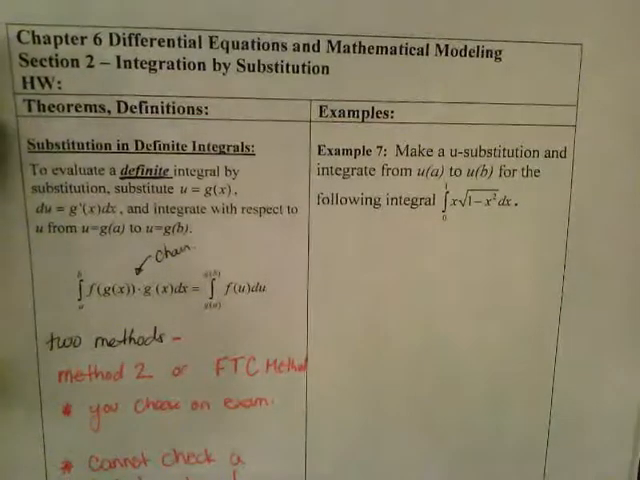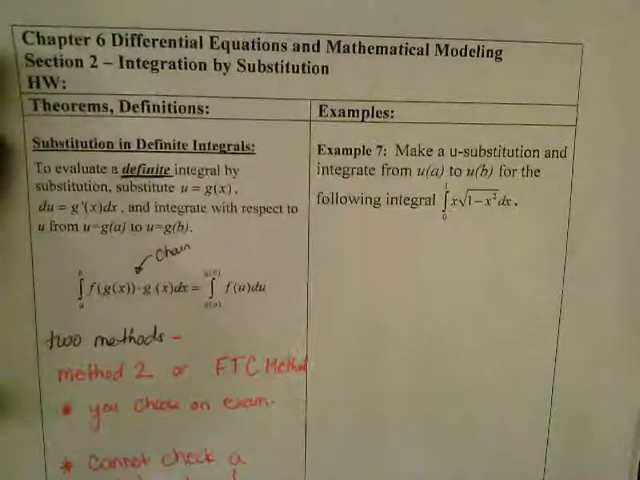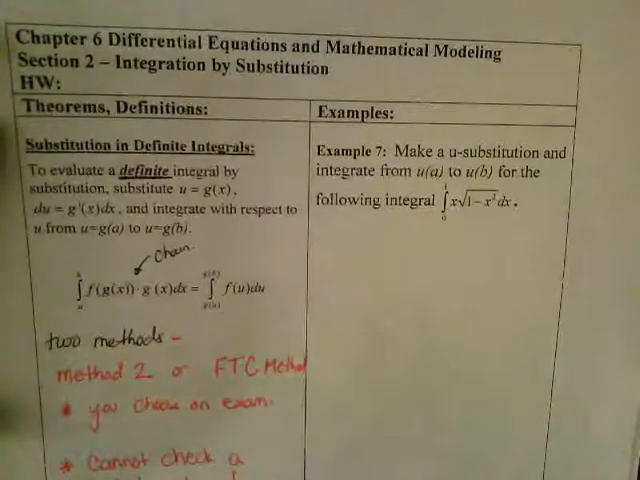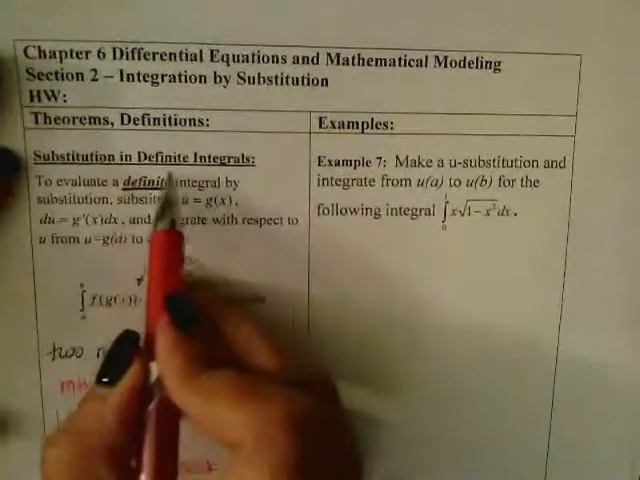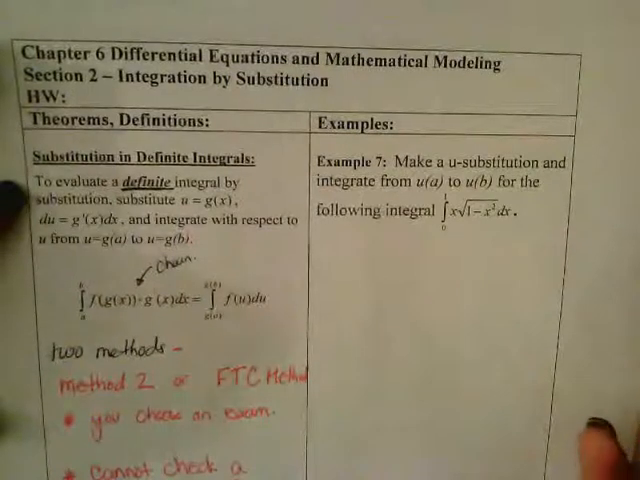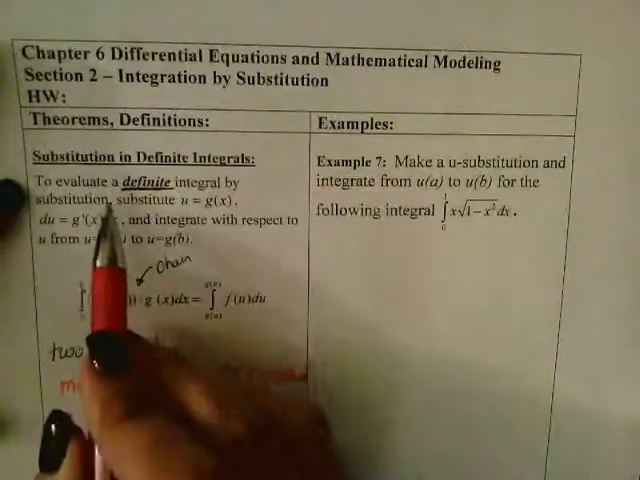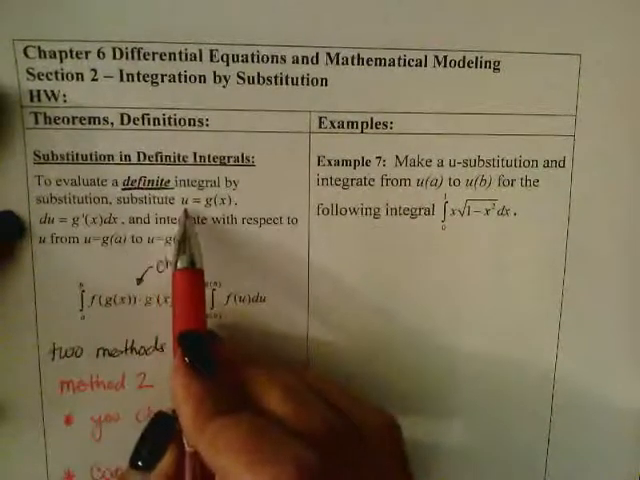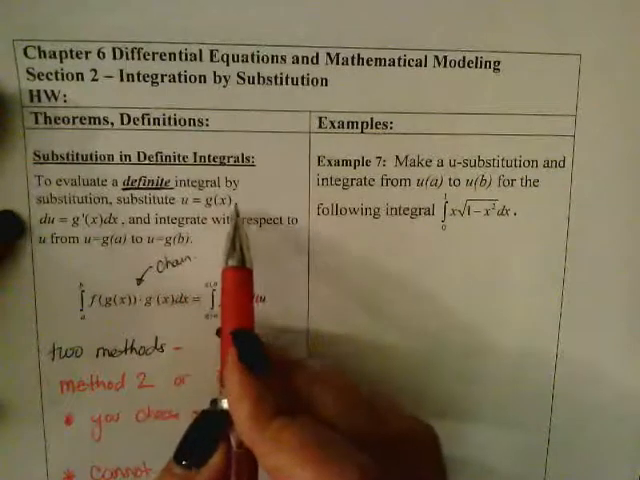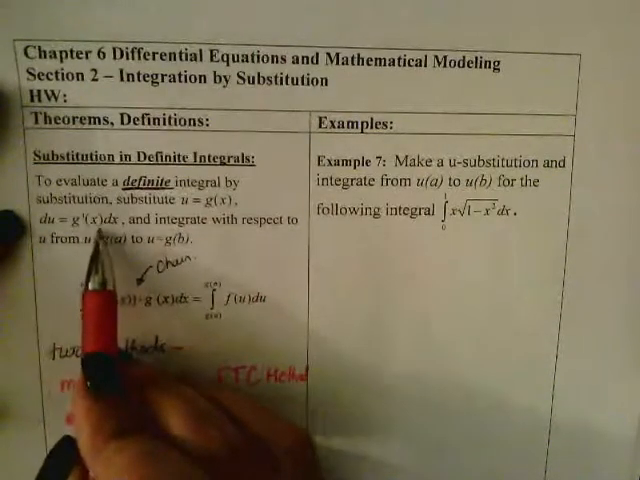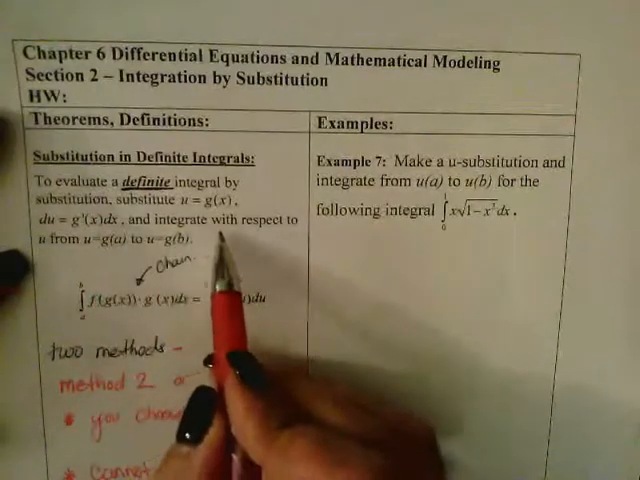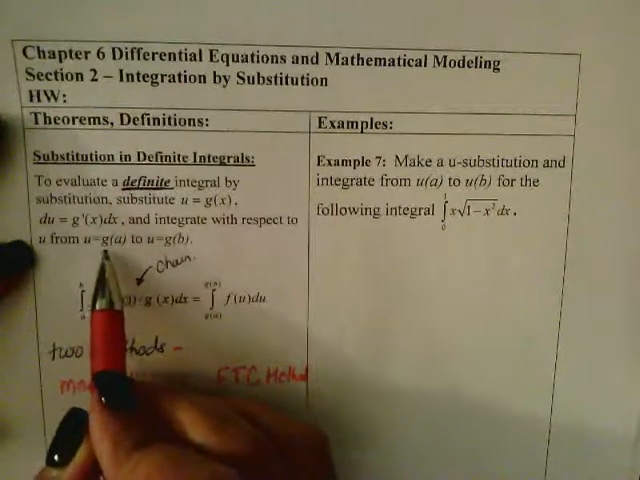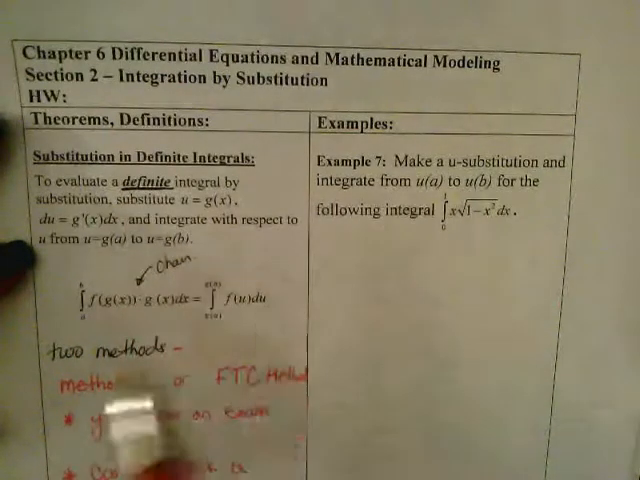Okay, so this is part 2 of chapter 6, section 2. Here we're still using u substitution, but now we're going to do substitution in definite integrals. To evaluate a definite integral by substitution, you let u be g of x, with du being the derivative of g of x times dx, and then integrate with respect to u from u equals g of a to u equals g of b.